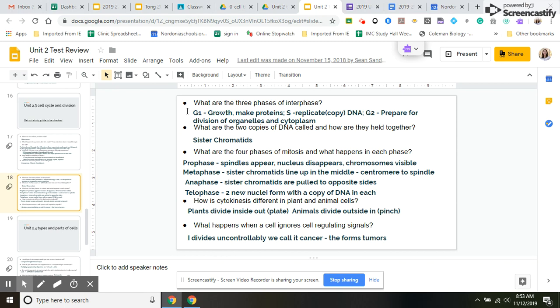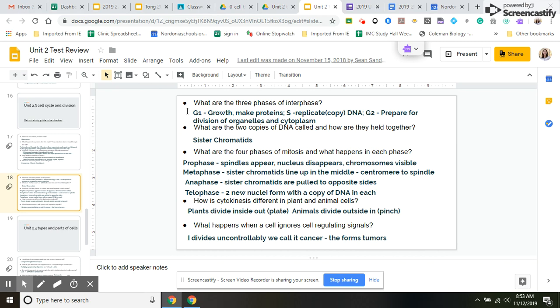The two copies of DNA that are created during that S phase are called sister chromatids. And remember, they're being held together at the centromere. We want to make sure that those two identical copies or sister chromatids stay together. Then we go into the M phase or the actual mitosis.